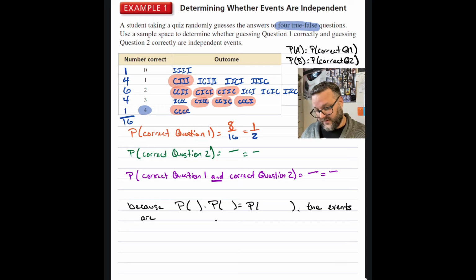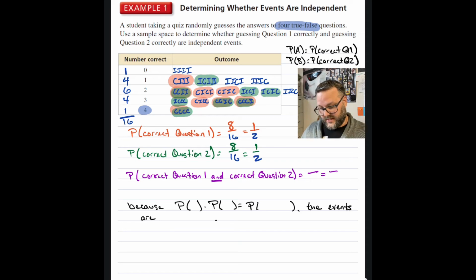Okay, the second one is if I get the second one correct. Now, there could be some overlap here, so we got to look at it. Second question correct is happening here. It's happening here, overlap. It's happening here and here. Second one right, second one right, second one right. So we got 1, 2, 3, 4, 5, 6, 7, 8 times that happened. So I have 8 out of the possible 16 times. So again, that's going to be 1/2.